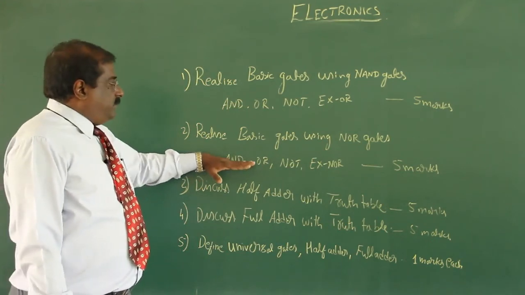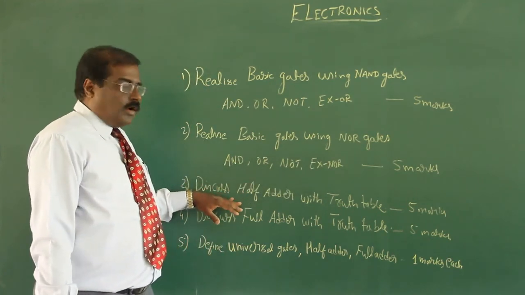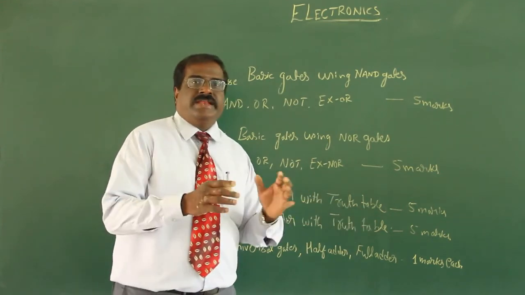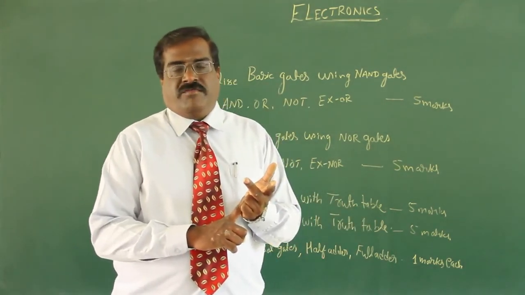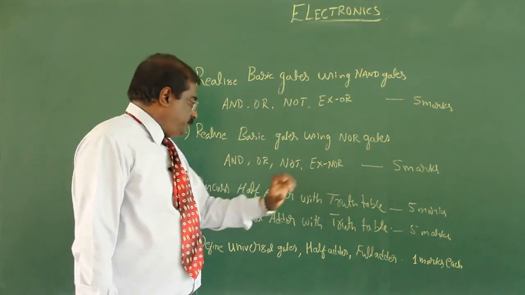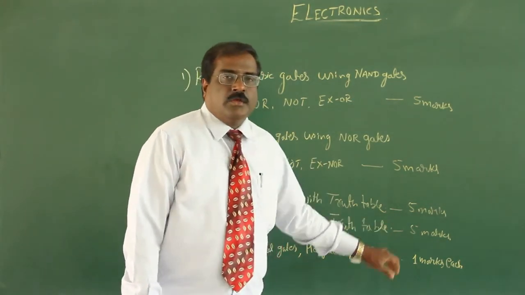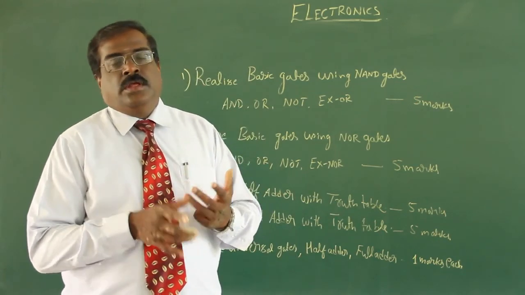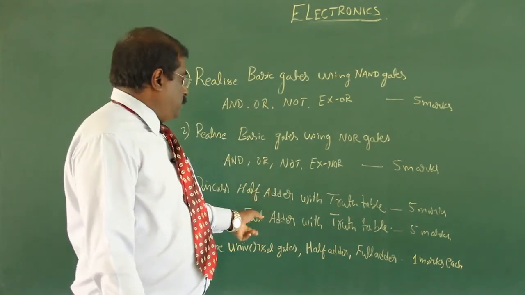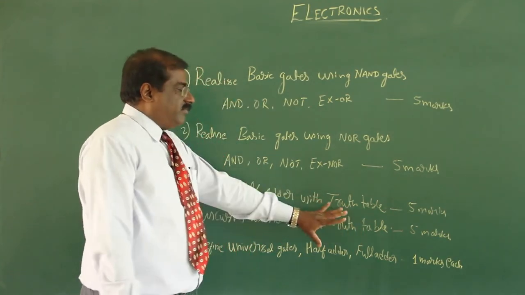Now realize all the basic gates with respect to NAND and NOR and write the truth table. Then we have the half adder. Here discuss the half adder with truth table. You should write the logic diagram, definition for the half adder, truth table, and explain with respect to the truth table. In the same way, discuss the full adder with truth table for 5 marks. Here you should give the full adder definition, full adder logic diagram, full adder truth table, and explain with respect to the truth table. So this gets you the 5 marks.